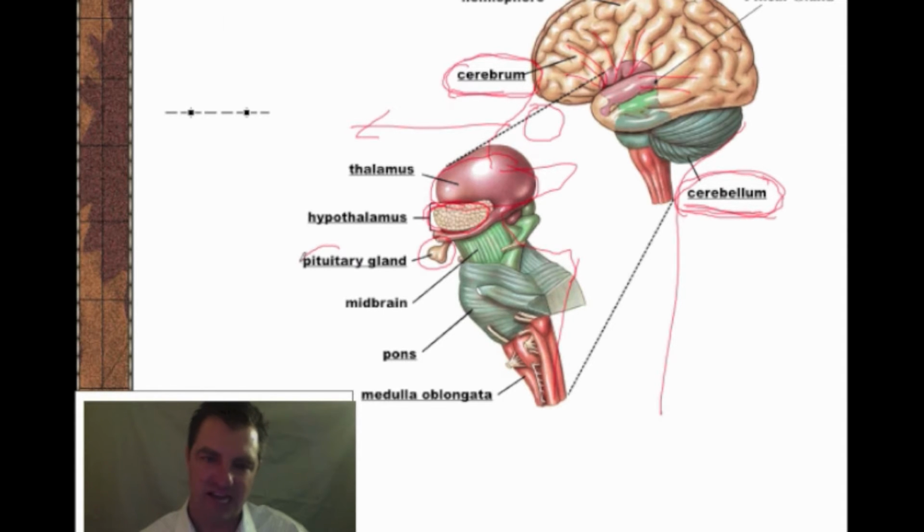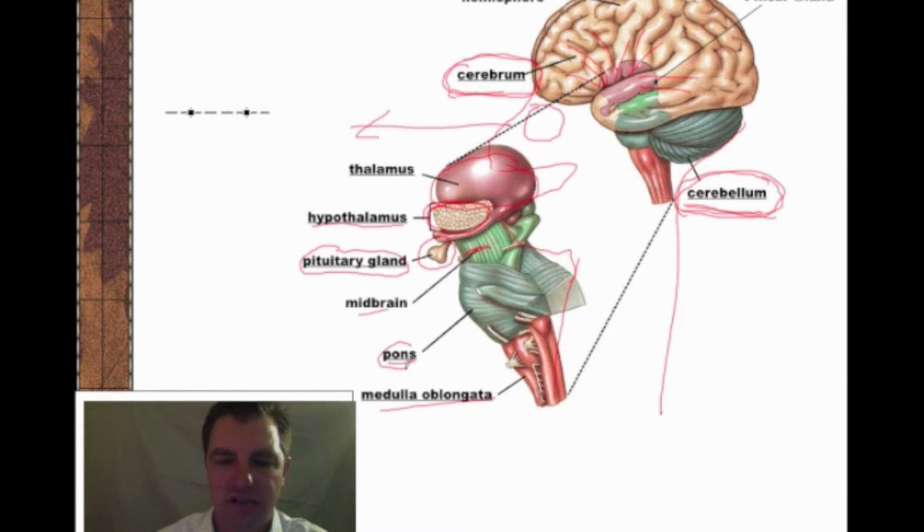And the pituitary gland is primarily controlled by the hypothalamus. And the pituitary gland has a very big role really in the endocrine system. So we're going to talk about that portion later on. Then you have the midbrain right here. And then below that, the pons and the medulla oblongata.